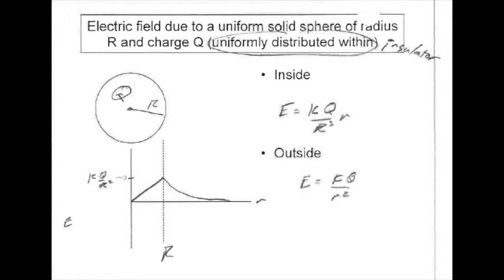However, you've got to be careful, only for when the charge is distributed within. That would be an insulator. Only insulators will have an evenly distributed electric charge within the object. Conductors, the charge is always going to go to the outside. So this only counts for insulators. Where inside, it's kqr over r cubed, and outside, kq over r squared. Plain and simple, just like gravitational fields.